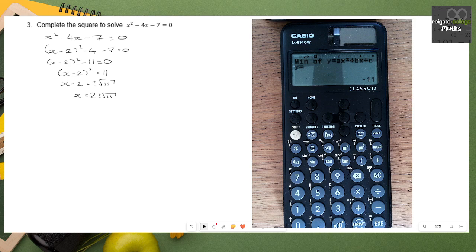But that's overall how to solve quadratic equations using the 3 different methods and checking your answer using your calculator.